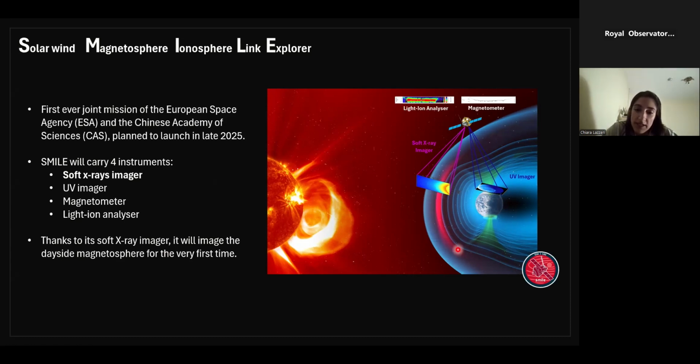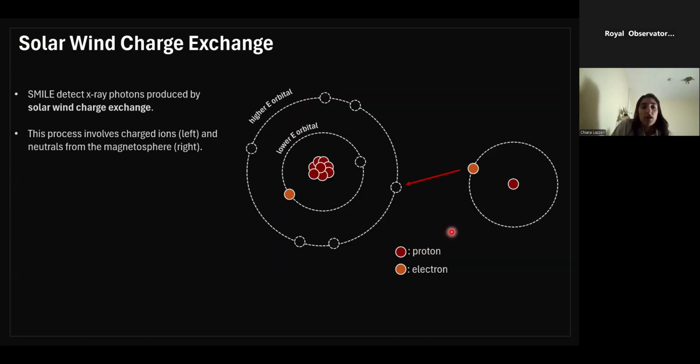In particular, we will image this region here where the solar wind sort of piles up against the magnetosphere, and in which ions and neutral particles can interact. So the name of the interaction that takes place is solar wind charge exchange. And as I just mentioned, it takes place between ions, which are atoms that have been stripped of some of their electrons, and neutral particles, which have the same number of protons and electrons.